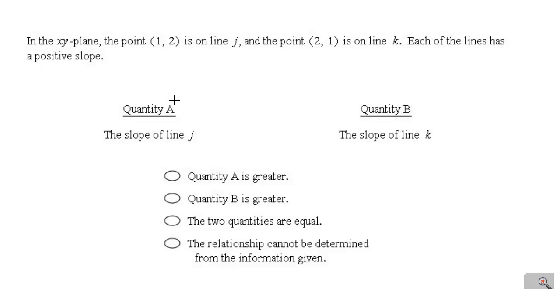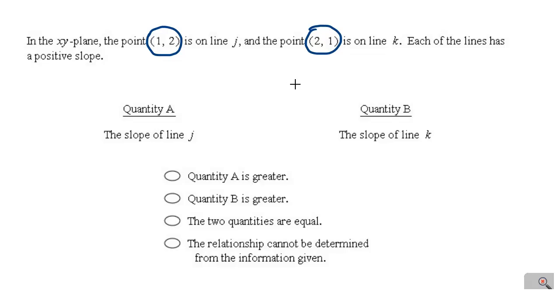Now what will make this particular question complicated is that we only know one point, and the information I'm seeing is not sufficient to establish a relationship between the two slopes. That's number one. Number two, since the point (1, 2) is on line J and point (2, 1) is on line K, there are two things that may happen. Both lines could be parallel to each other, and both lines could also be perpendicular to each other.